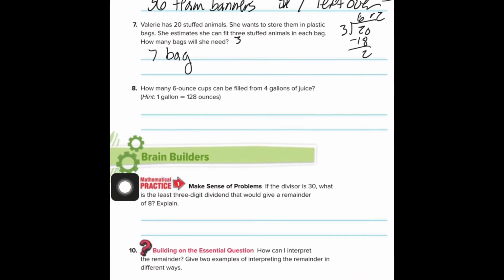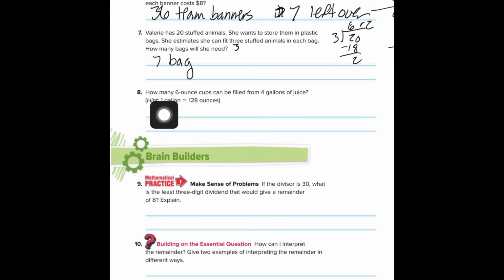This one is a tough one. I've had to do this one 3 different times and I don't like it. So, a couple of different ways you have to do this. How many 6-ounce cups can be filled from 4 gallons of juice? Hint, 1 gallon is this many ounces.